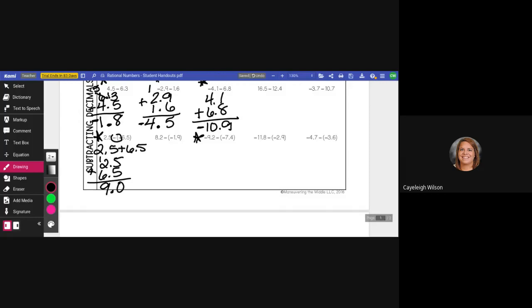All right, I'm going to skip to this one now. So negative 9.2 minus negative 7.4. Oh, I said minus a negative. So this minus a negative is going to change to plus a positive. So now that I changed it, this is a negative 9.2 and a positive 7.4. So they're different signs. Subtract. So I'm going to subtract them.